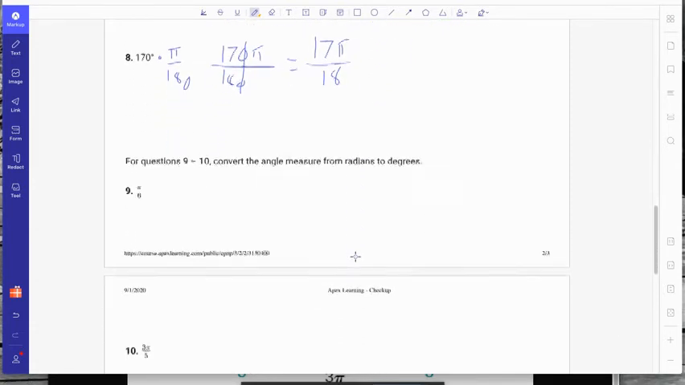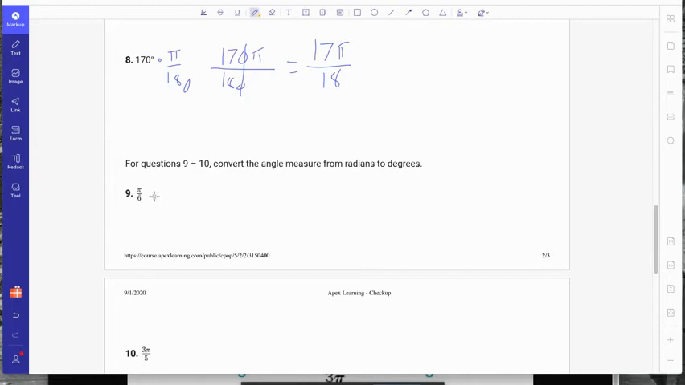Now to go from radians to degrees, instead of having pi over 180, it's now going to be 180 divided by pi. So I just multiply. I can cancel my pi's, and I have 180 divided by 6. So pi over 6 is going to be 30 degrees.